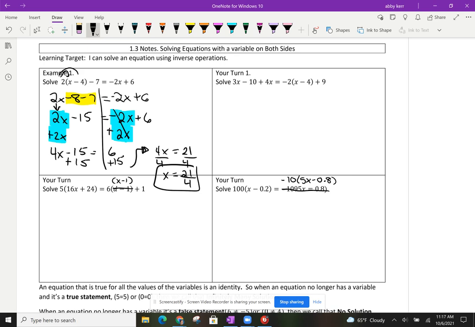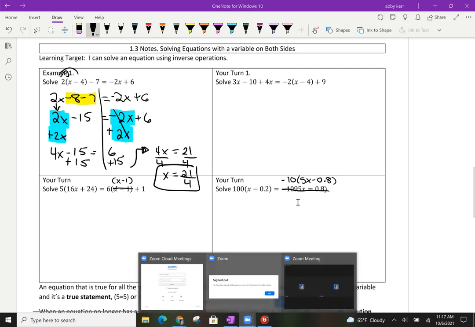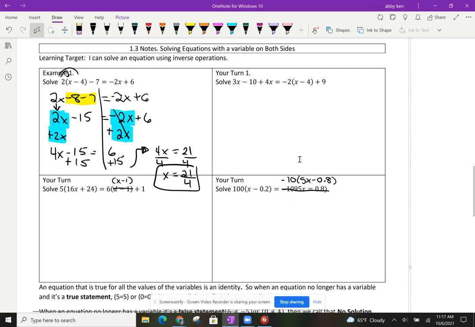Now for your turn, I'm not going to do all of the your turns. I'll just do your turn number 1. Want to combine like terms. We have 3x and 4x. 3x plus 4x gets us 7x minus 10. And then we have distribution on the right-hand side. So that's going to be negative 2x plus 8. The reason why it's 8 is negative 2 times negative 4 is 8, plus 9.